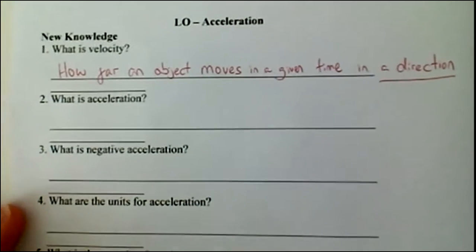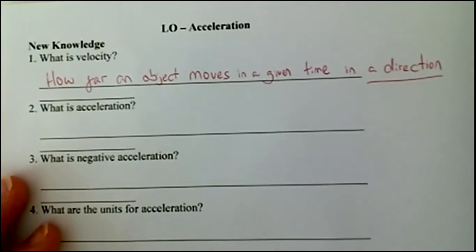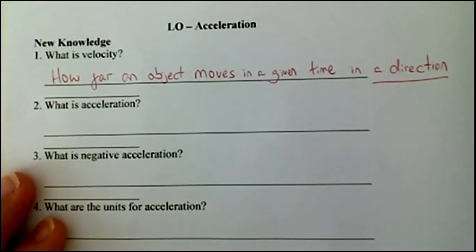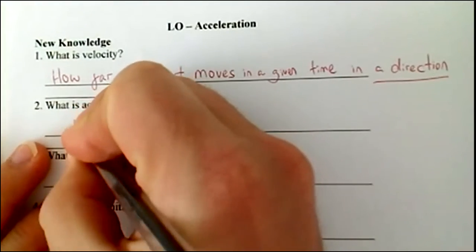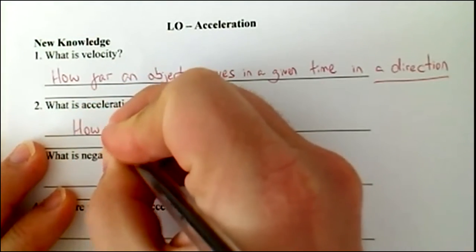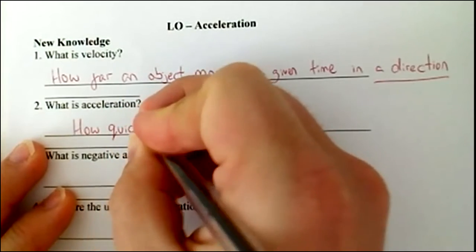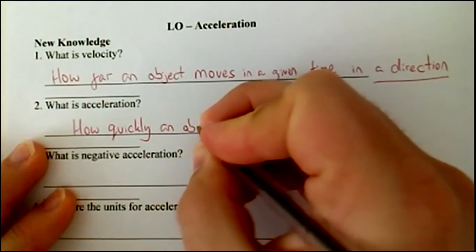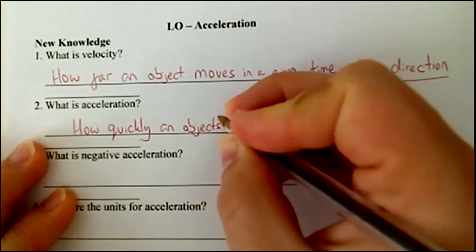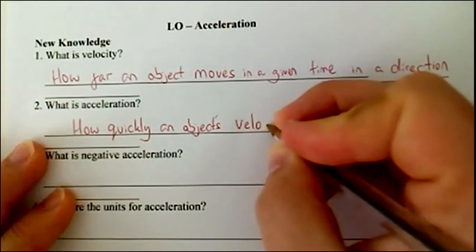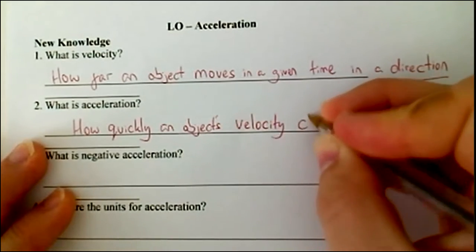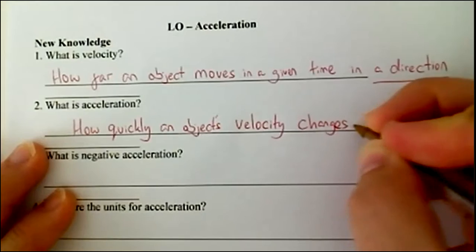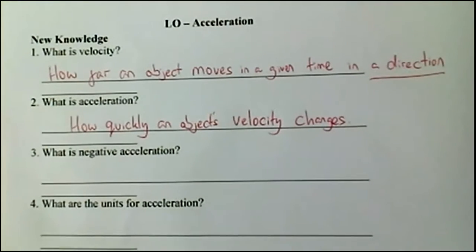So acceleration, again, you probably used this word before, you've heard it before, but the definition you need to know is acceleration is how quickly an object's velocity changes. So it's how quickly the velocity changes, how much faster it gets, how much slower it gets, and that is what you need to know.